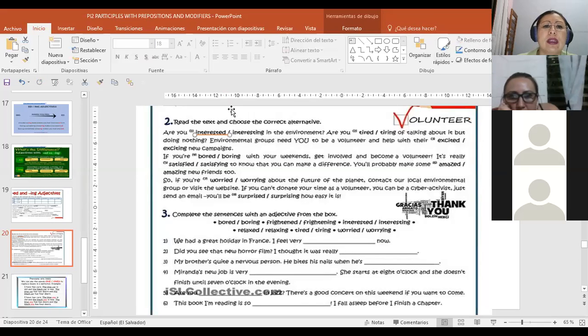Ok. The first one. Interesting. Ok. And what about in the environment? Are you tired or tiring? Tired. Okay, very good. Are you tired of talking about it but doing nothing? It says environmental groups need you to be a volunteer and help with their excited or exciting new campaign. Exciting. Exciting, ¿verdad? Porque estamos hablando de las campañas, ¿no? De cómo la campaña se siente. Okay, very good.